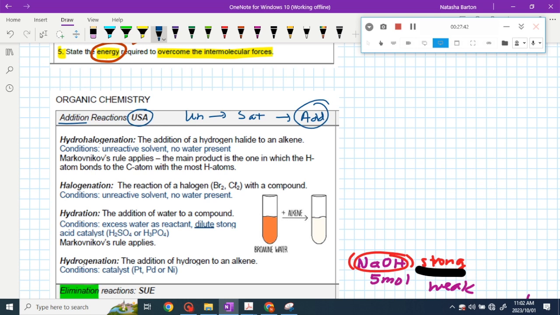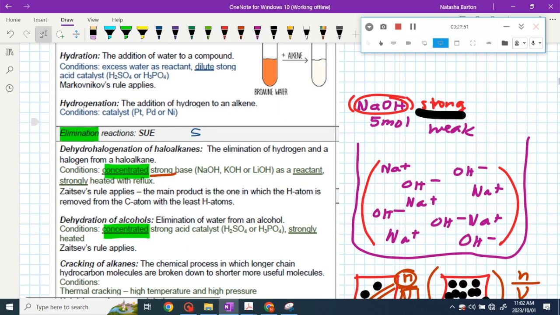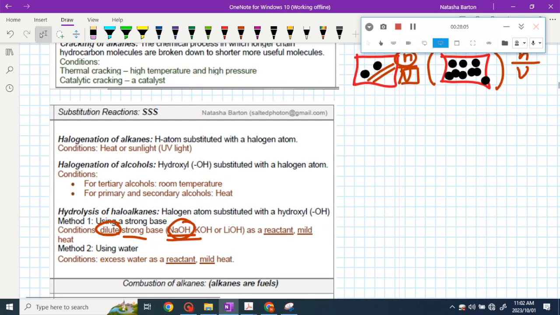But USA means unsaturated to saturated, means an addition reaction has taken place. SU means if you start off with something that is saturated and the organic compound becomes unsaturated, then we are dealing with an elimination reaction because we remove something from the compound, that is SU. And lastly, if we go on to SSS or triple S, we are saying if it is saturated to saturated, then the type of reaction is a substitution reaction. And that's going to help you a lot when you are analyzing those flow diagrams. Okay, are there any other questions?